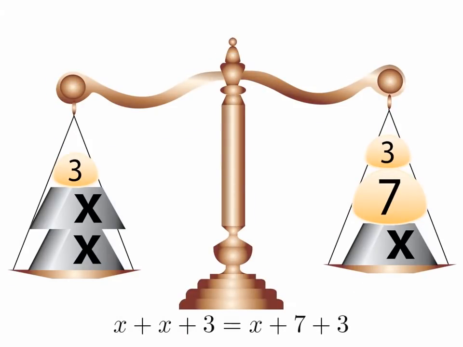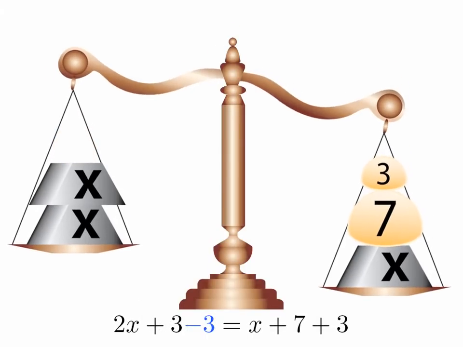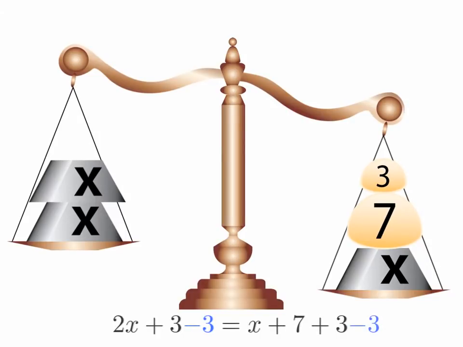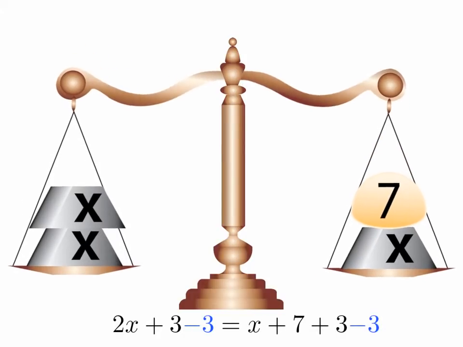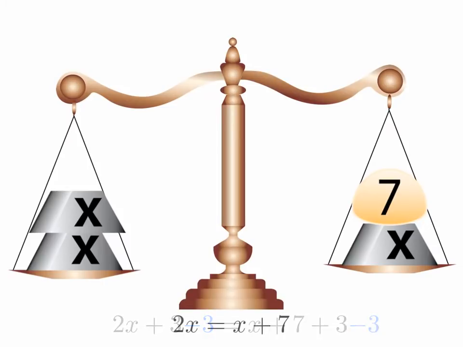So let's look at our scale example, right? We have two x's and a 3 on the left side. We have an x, a 7, and a 3 on the right. So the first thing we want to do is remove the 3's just because it becomes a little bit easier to solve the problem. Now you have to do it to the right side to make the equation balanced. And there we are. Now we are left with 2x is equal to x plus 7.